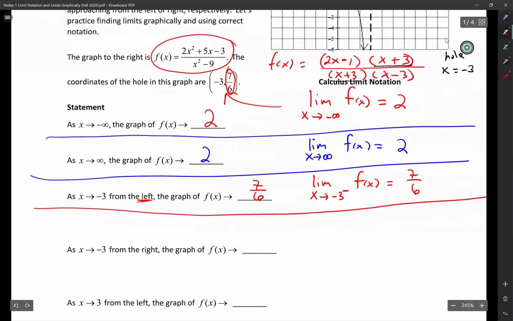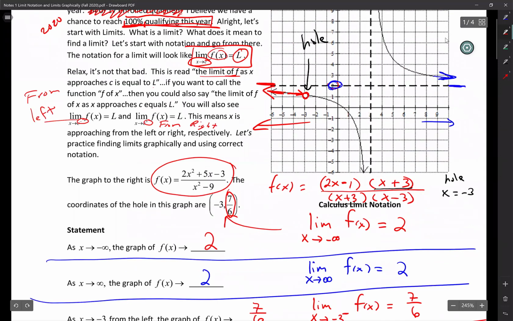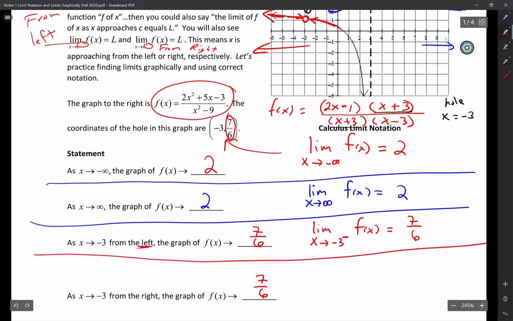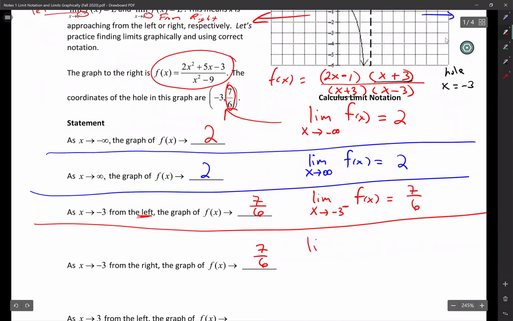All right, as x approaches -3 from the right, the graph of f of x. Okay, I'm looking at this graph. If I approach -3 from the right, I'm approaching that same y value, 7.6. So how do I write it? Limit as x approaches -3 from the right, 7.6.